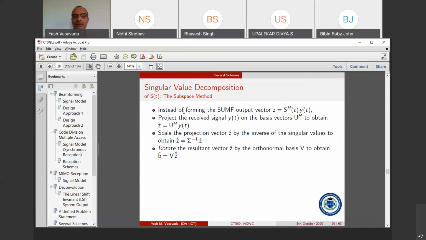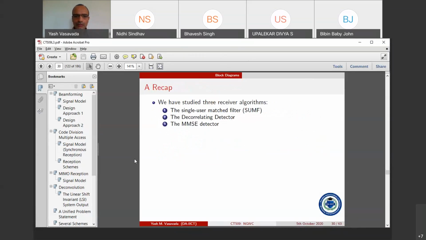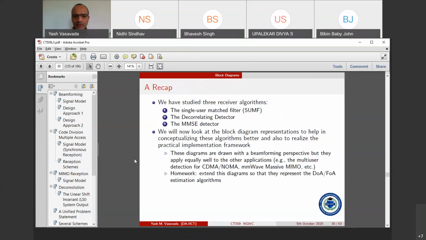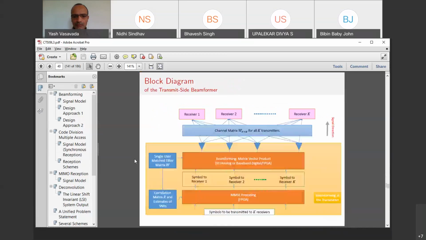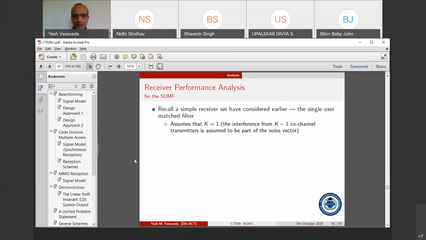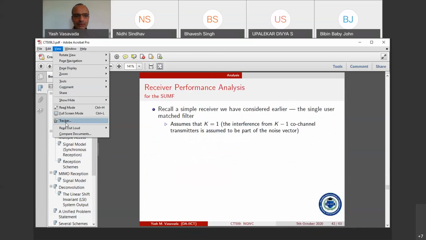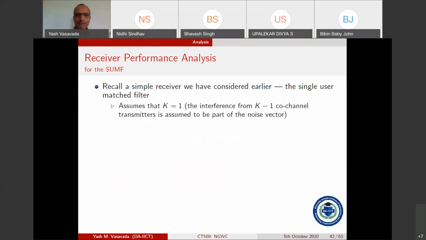Okay, so I will take a brief pause here, and then we will resume. I'm going to skip over this part because we have done this last time. Okay. So now let us get into this receiver performance analysis. I forgot to put it on full screen mode earlier. Okay.